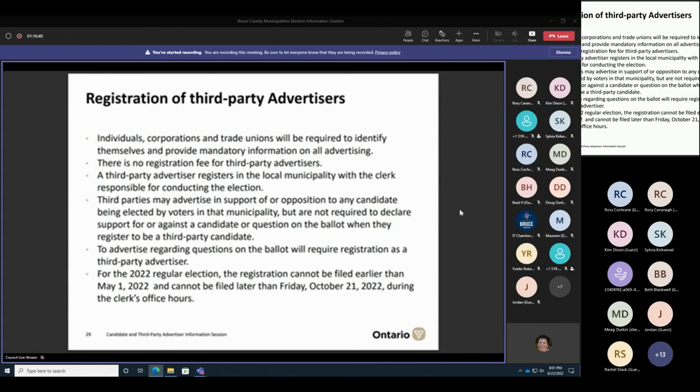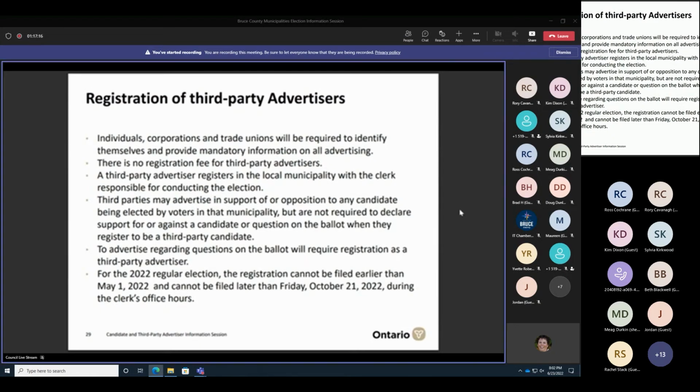states an individual, corporation, or trade union may, in person or by an agent, file with the clerk of the municipality responsible for conducting an election a notice of registration to be a registered third party for the election, and the notice must be filed in the prescribed form and must include a declaration of qualifications signed by the individual or by a representative of the corporation or trade union, as the case may be. So a notice of registration may only be filed with the clerk of a local municipality.